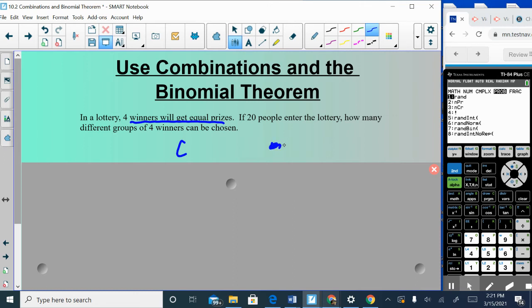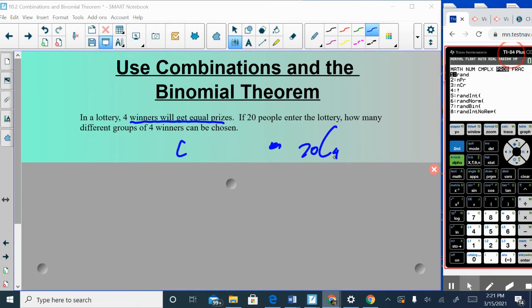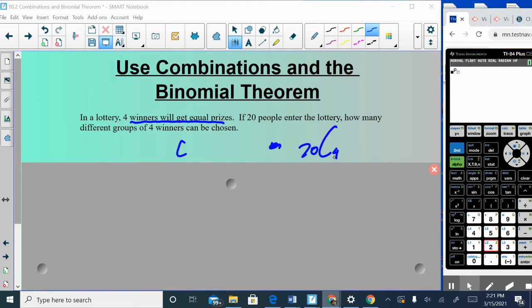So there are 20 total people. We're going to use combinations to select 4 of them. So you do 20, math, go over to prob, 3, 4, and you would find out that there are 4,845 ways to select 4 people out of 20 in which the order of the 4 chosen, their order in the top 4, doesn't matter.